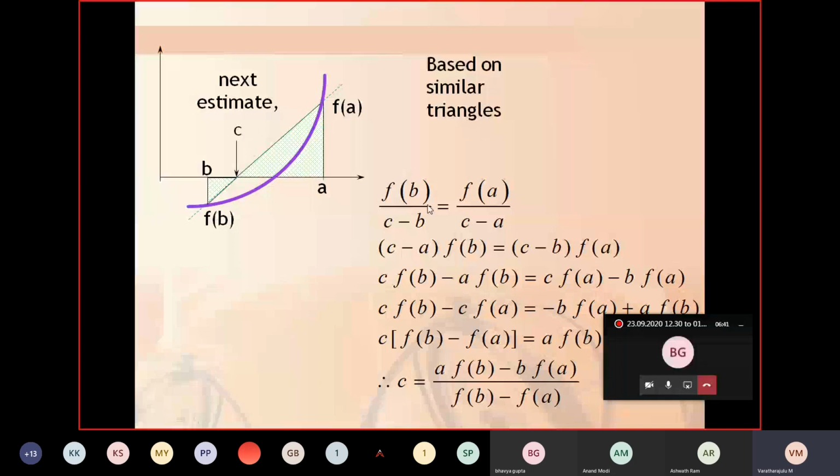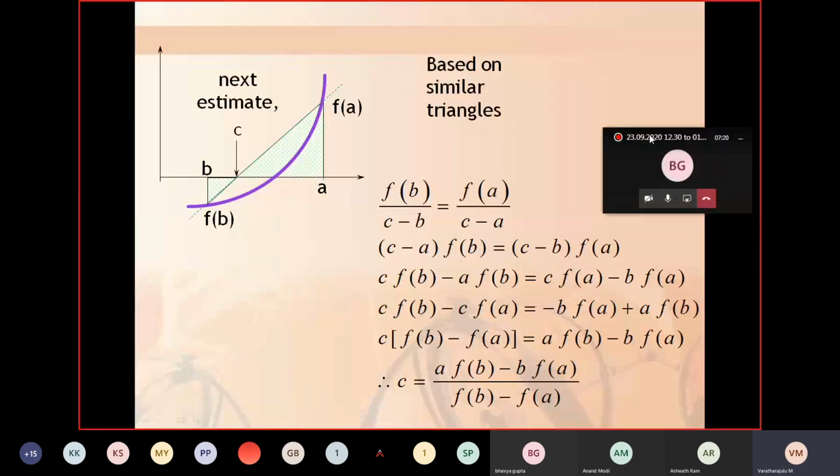In that, f of B divided by C minus B is equal to f of A divided by C minus A. From that, by cross multiplication, C minus A into f of B is equal to C minus B into f of A. Getting C on one side, that is C into f of B minus A into f of B is equal to C into f of A minus B into f of A. We accumulate C on one side, so C f of B minus C f of A comes on this side, and A f of B goes on the right side. Getting C out of these two, we get f of B minus f of A.